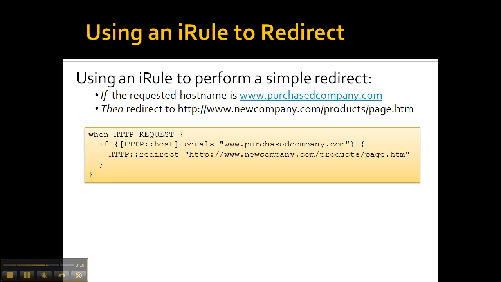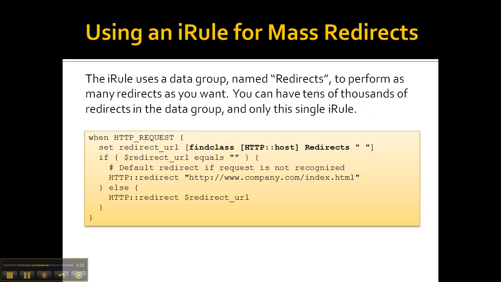Well, with a data group, you can create a data group named redirects. You can look up the host name, the host header, and if that's found, the second column of the data group will be the URL to redirect to, and it'll redirect you to that place. If it's not found, then it just does a default redirect in this case to catch that condition.